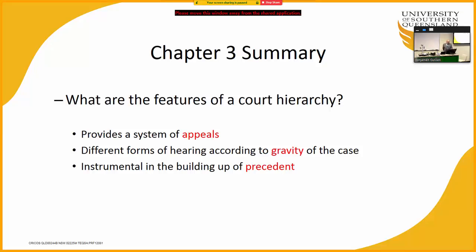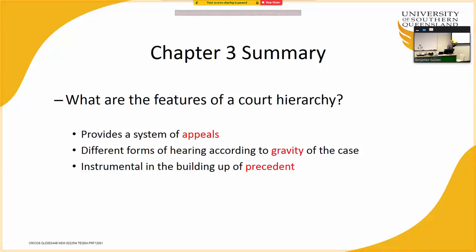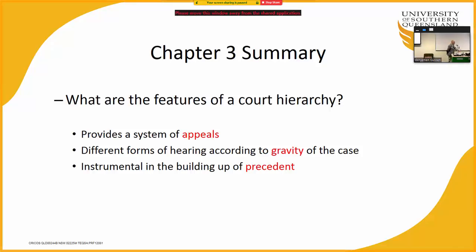Then you have different forms of hearing according to the gravity of the case. So again, if we are talking about a simple statutory offense, maybe a traffic offense, yeah, there's no reason for you to take that traffic offense all the way to the High Court. You can solve that at a magistrate's court, for example. However, if it's a murder, then because of the severity of the sentence that could come out against the accused, you need to go to more superior courts.